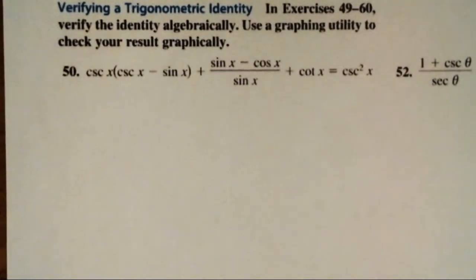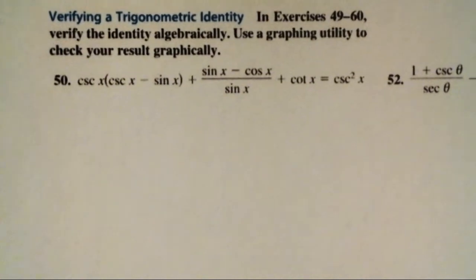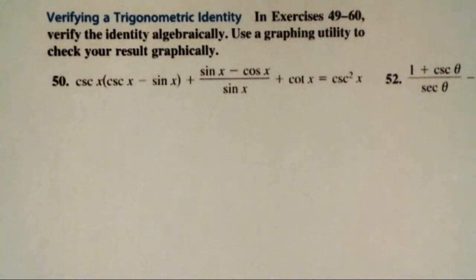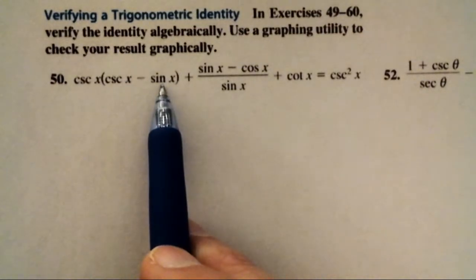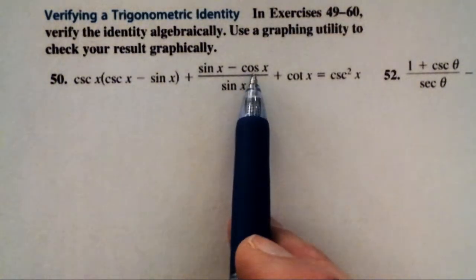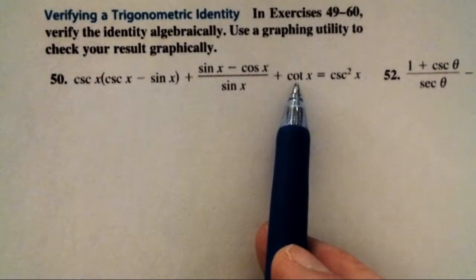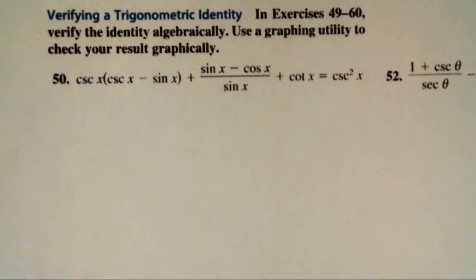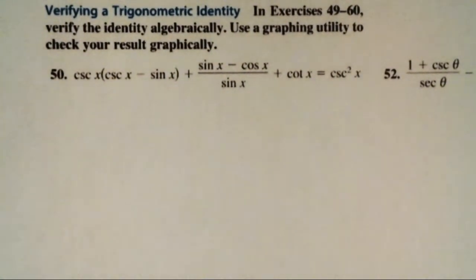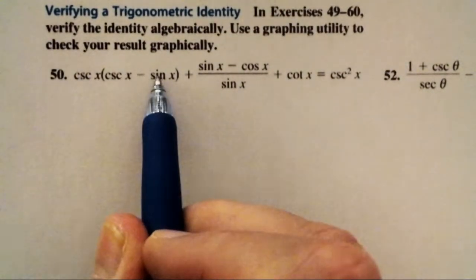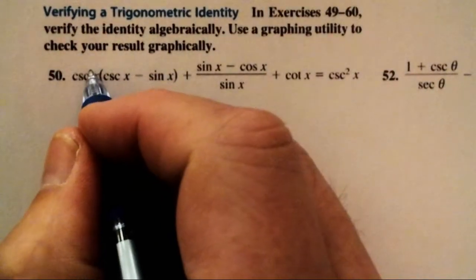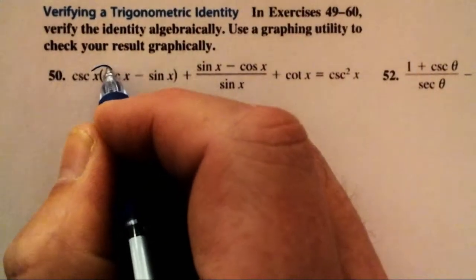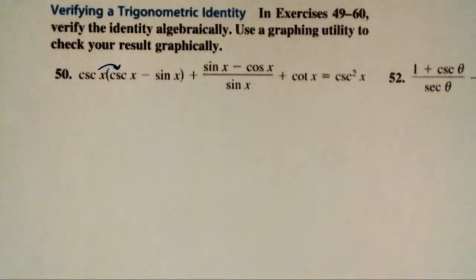Holy smokes, we got a load of problem here. Verify the identity algebraically. So I got cosecants, and I got sines, and cosines, and sines, and cotangents, and cosecants again. This is pretty ugly right now. Is there a payoff for distributing this before we do anything, before I go to sines and cosines?